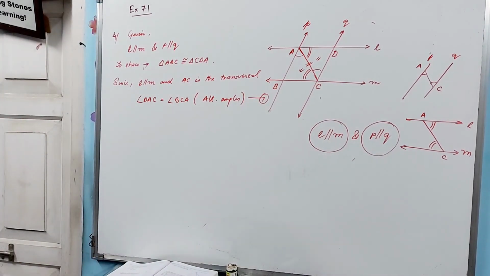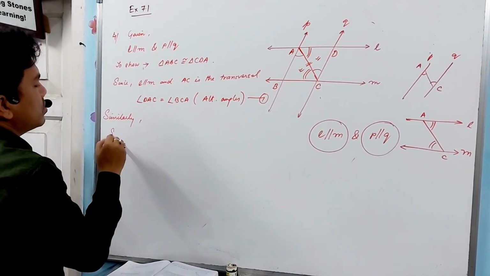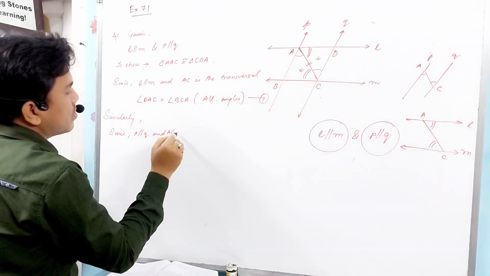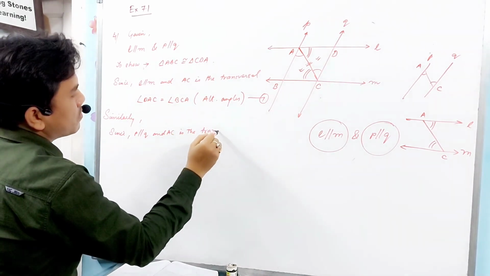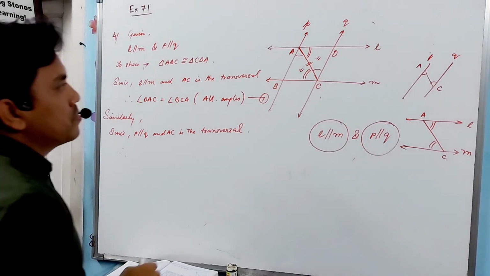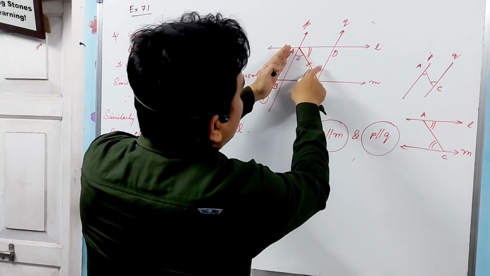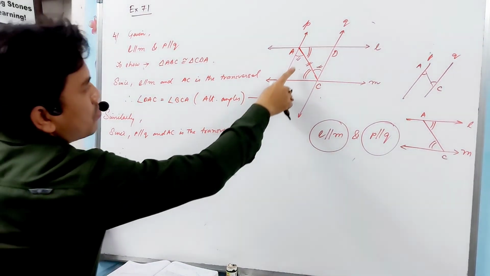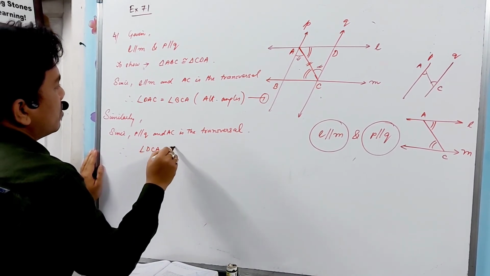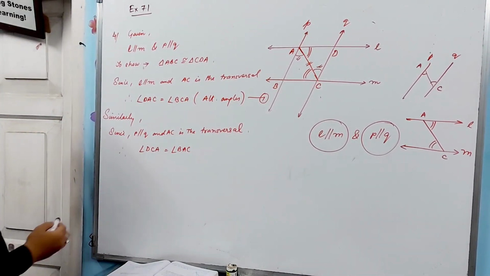Question number one. Similarly, since P parallel Q and AC is the transversal, therefore, what do you get? If P is parallel to Q and AC is the transversal, we got these two angles, that is angle BAC. BAC will be equal to angle BCA? So angle BCA will be equal to angle BAC. The reason is the same, so we have written similarly. Alright, now let us prove.